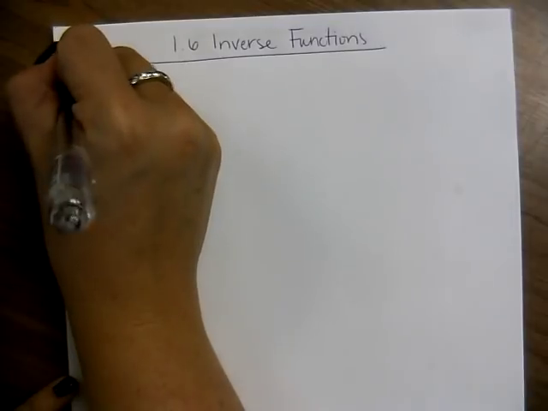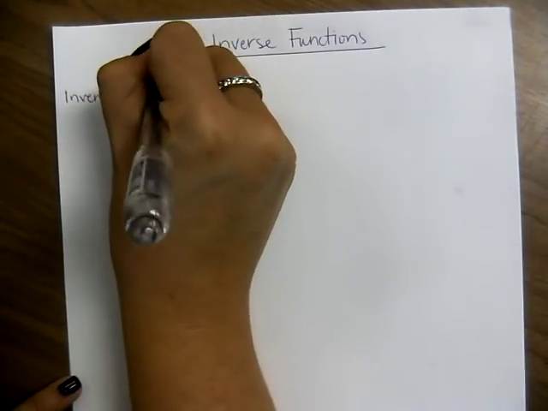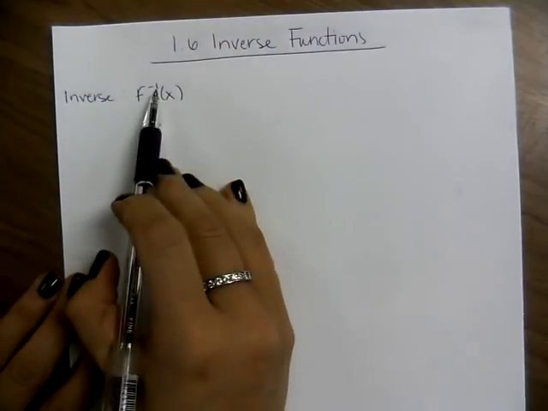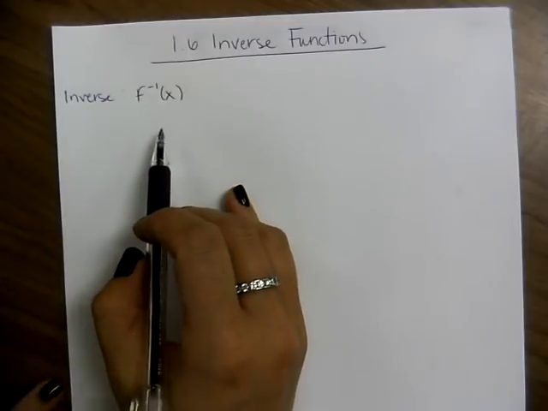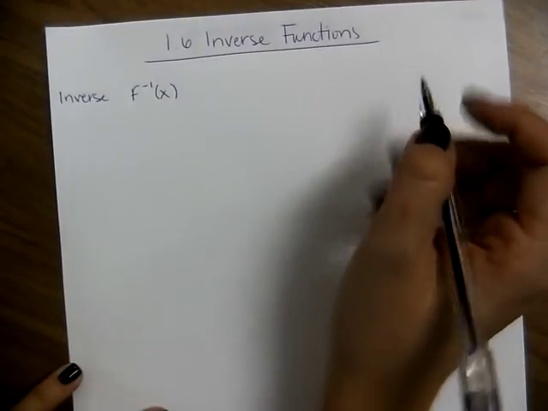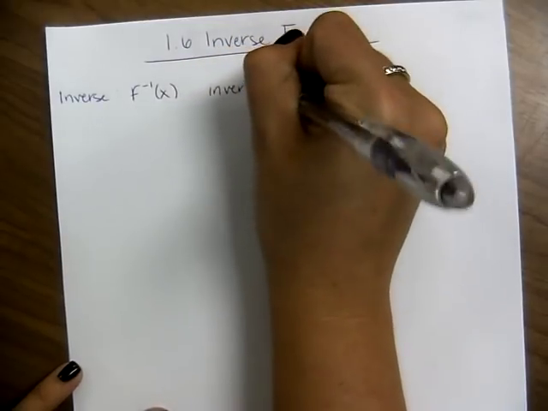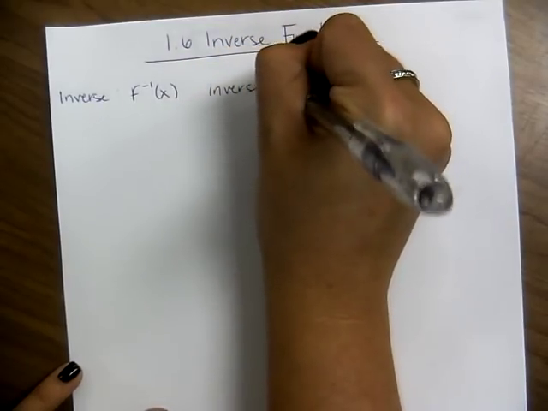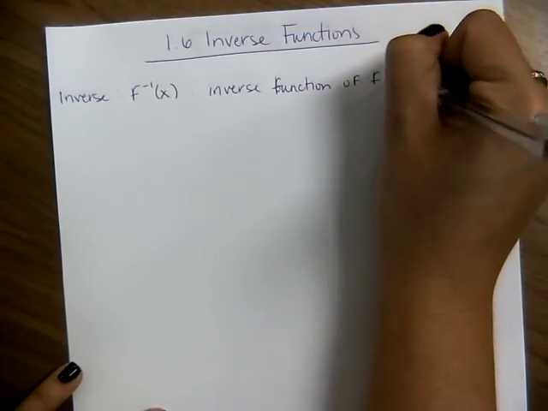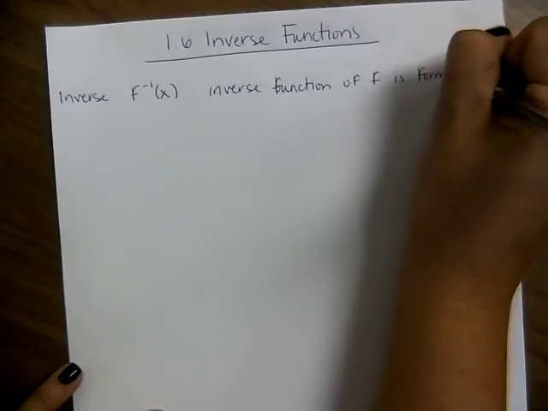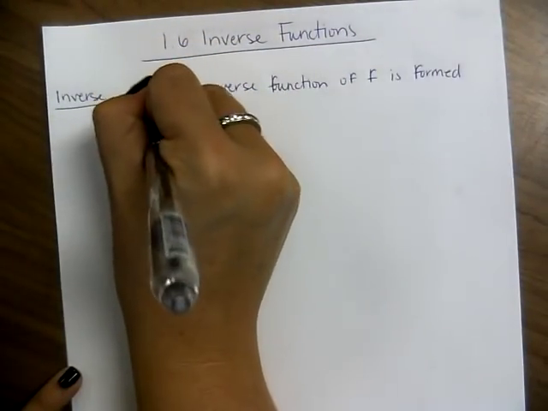First of all, when you talk about the inverse, it's written as the inverse of f of x. It's like this little -1 power, it looks like. That means the inverse of f of x. So, the inverse function of f is formed by undoing the function.